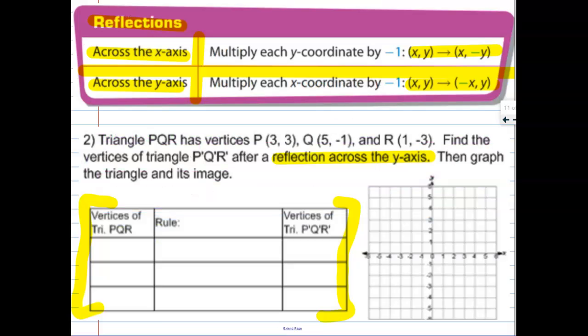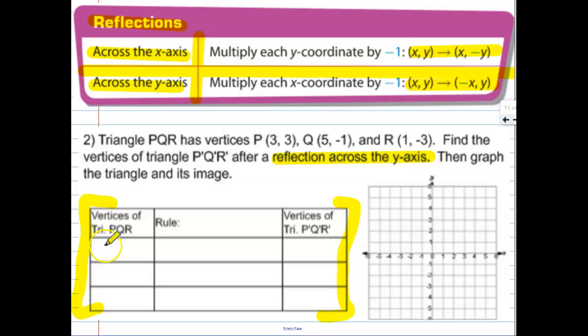All right, I added some highlighting here so that way you knew what to copy down. So here's our algebraic rule for reflections. Just copy down the highlighted part. So reflections across the y-axis, and here's our rule. Remember, across the x-axis we change the sign of the y. Across the y-axis, we change the sign of the x. Okay? And then copy down that we're going to reflect across the y-axis, and then just this little chart right here. All right, hit pause, make it happen.